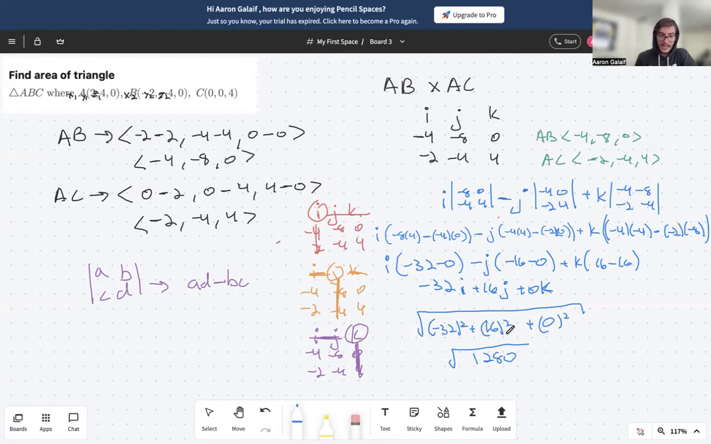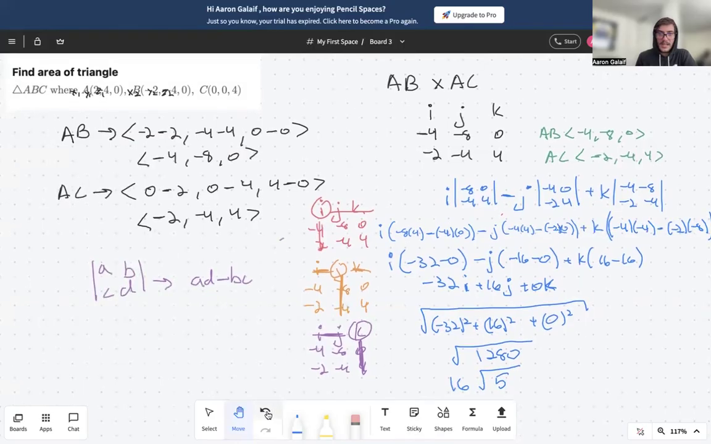So 1280 can be simplified: 1280 divided by 256 is 5. So 16 square root 5 is the square root of 1280. And then the last thing you need to do is, since this is a triangle, we need to multiply that by 1/2. And our area of our triangle, given those 3 points, is 8 square root of 5. Let me write that a little cleaner. 8 square root of 5. That's it.